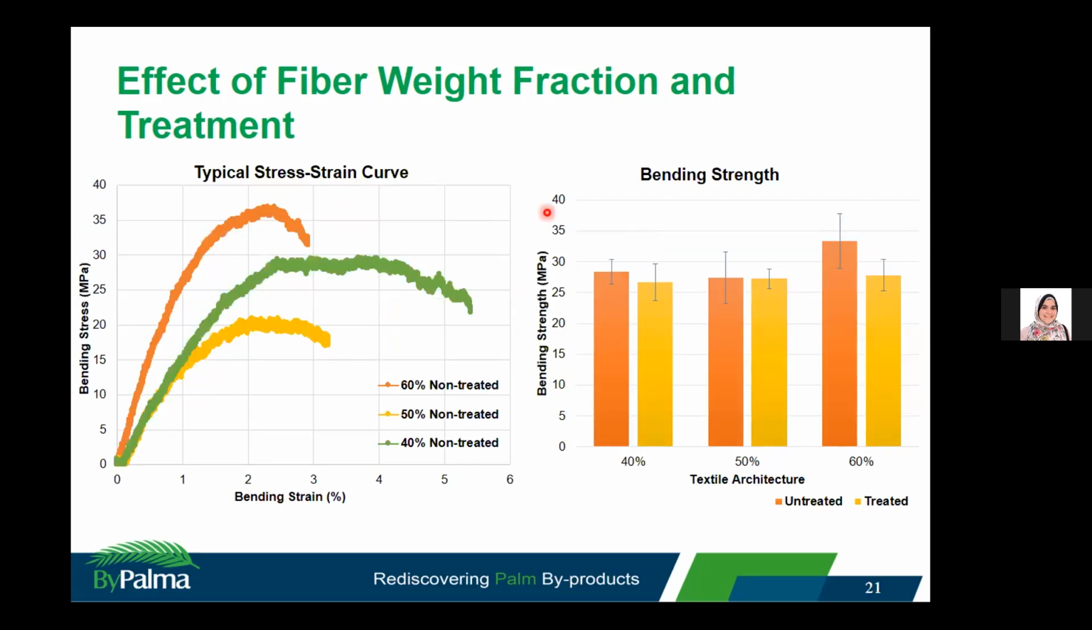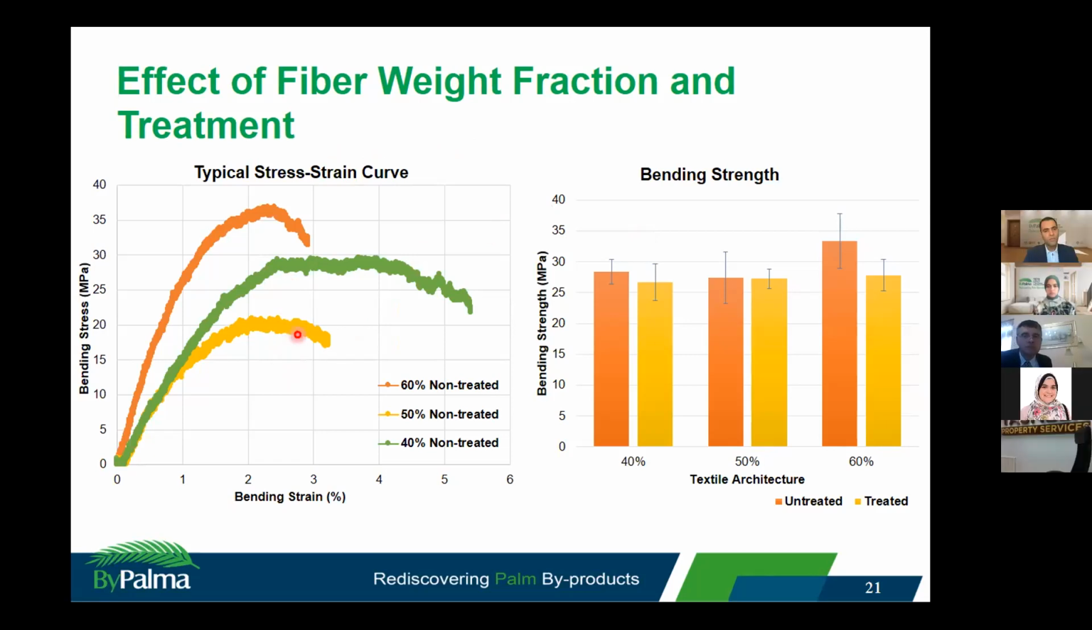Finally, for the bending results for the effect of fiber weight fraction and treatment, we can see here in the typical stress strain curve that by changing the fiber weight fraction, increasing it from 50 to 40, we can say that the bending strength and modulus are increased for the untreated samples. For the treated samples, increasing the fiber weight fraction did not have a significant effect. And comparing between the treated and the untreated, we can't say that the treatment had a positive effect on the bending strength. We are still preparing the SEM images to be able to interpret this behavior of the Maleic Anhydride treatment not having a positive effect on the mechanical properties.